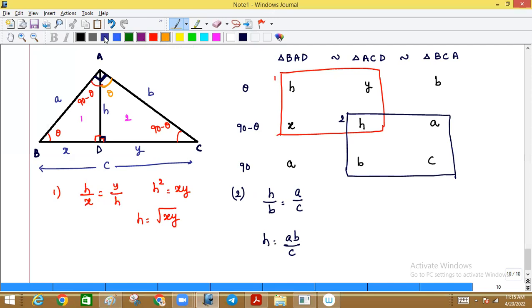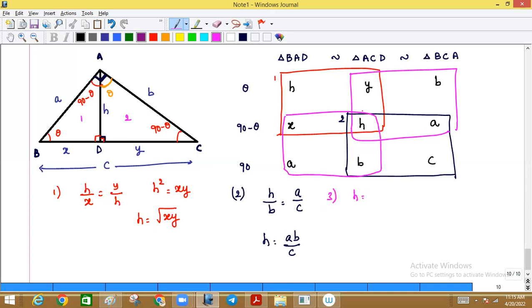Now third. Tell me what is H in the third one. This one and this one. I'm taking two pairs for the third one. First H by Y is equal to B by A. Therefore H is equal to what? AY by B, which is equal to, in this, XB by A. Can I say so? Right?